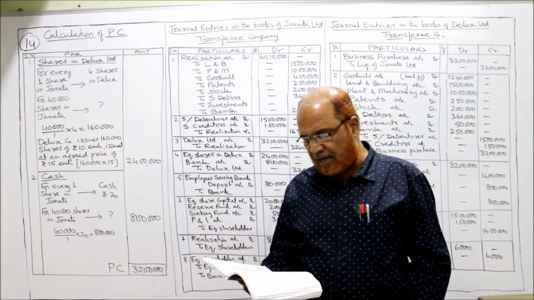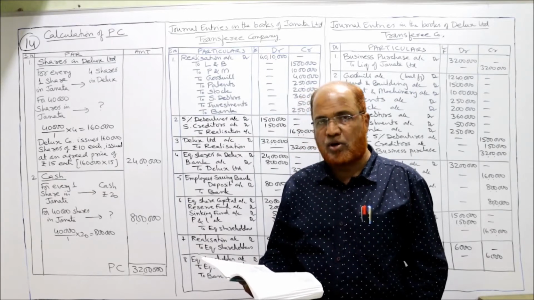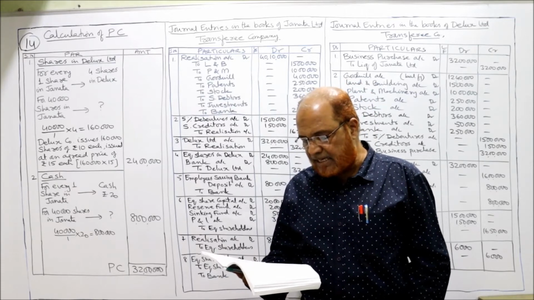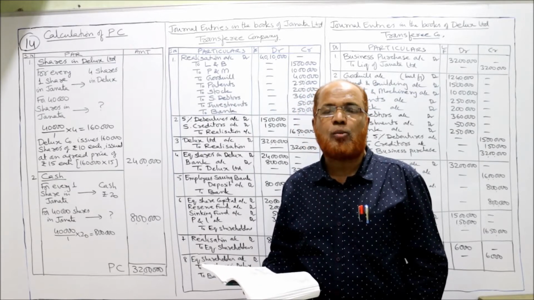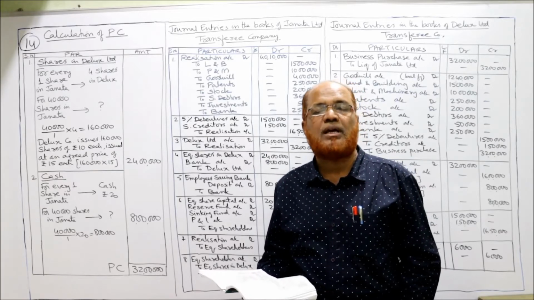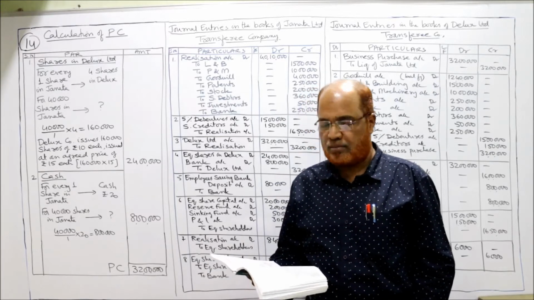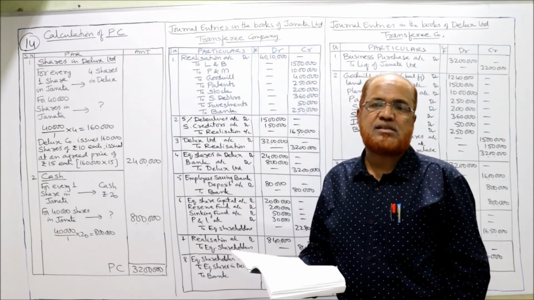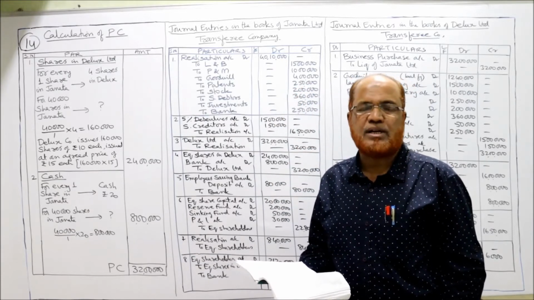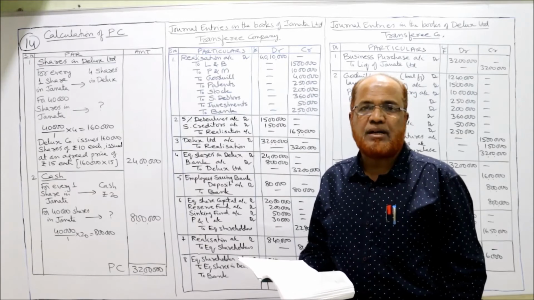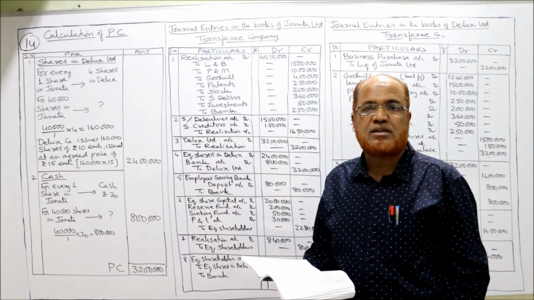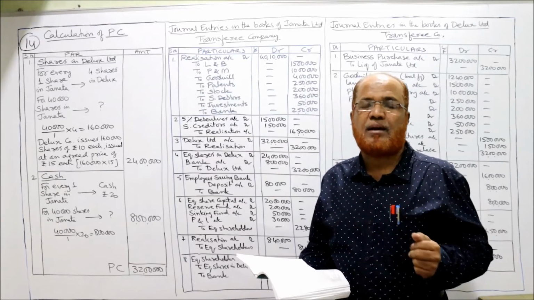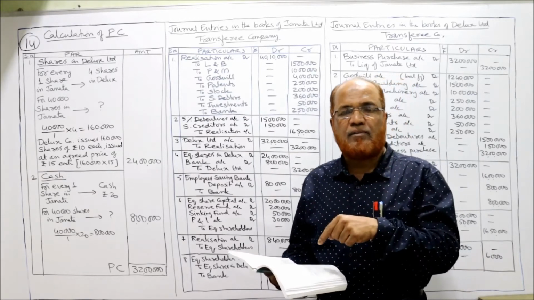Sundry creditors 1,50,000. This will be taken over because sundry creditor is a trade liability. Reserve fund, sinking fund. These two are accumulated profits. It will be transferred to equity share holders account. Then employees saving bank deposit and interest. This is a liability. These are outside liability. But this liability is not taken over by Deluxe Limited. Deluxe Limited takes over only trade liability. This is other liability. So this liability will not be taken over.